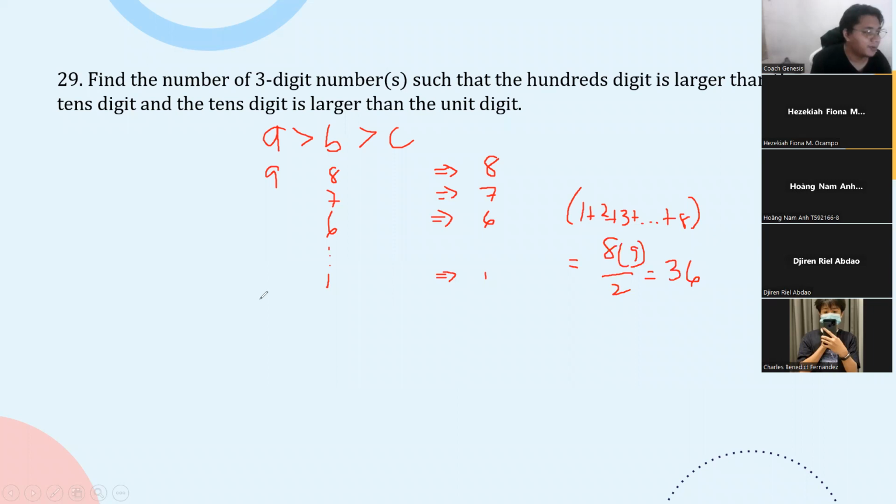Okay. So how about 8? So for 8, we have 7, 6, 5 until 1. So how many values here? So you have 0 to 6, still 0 to 6. So you have 7.